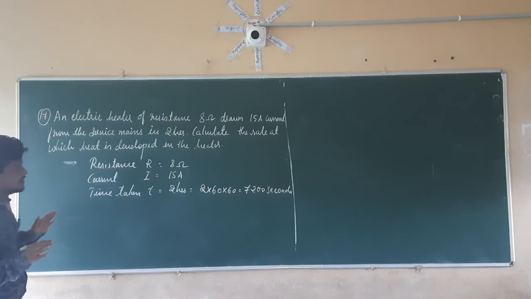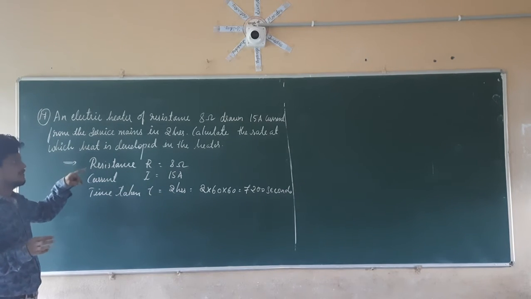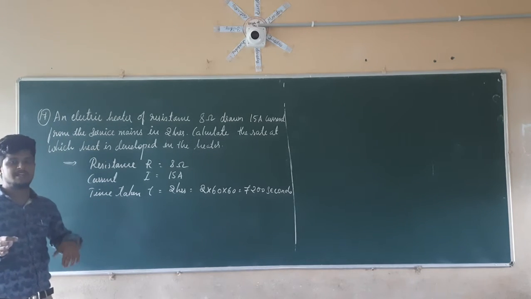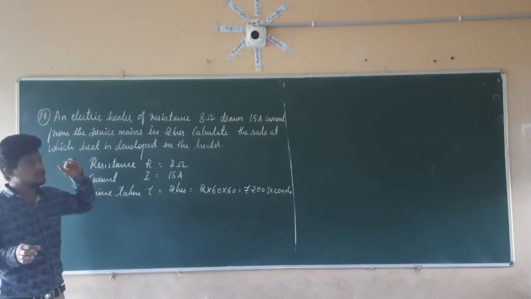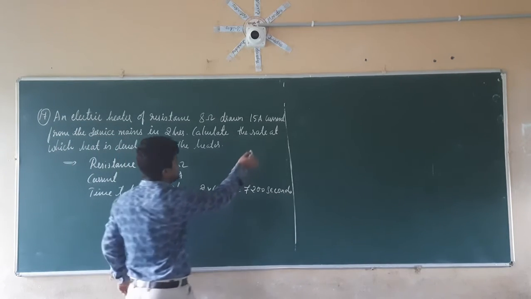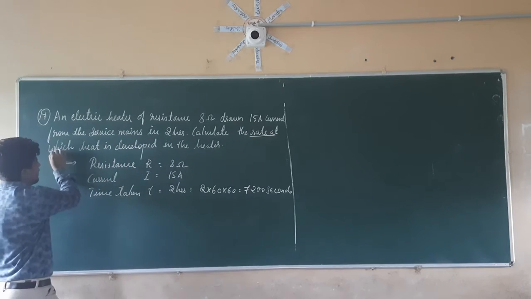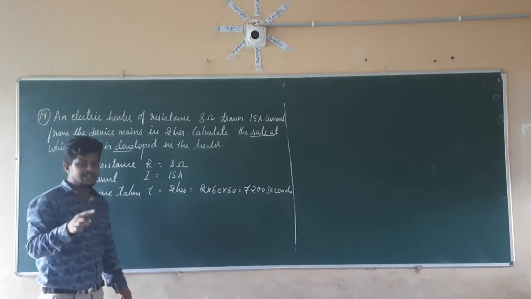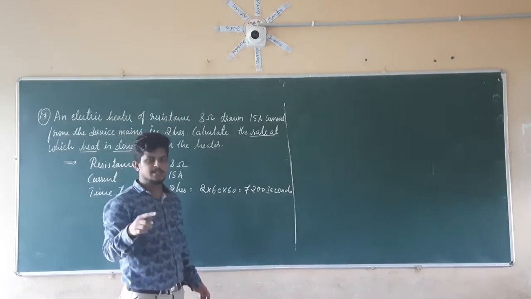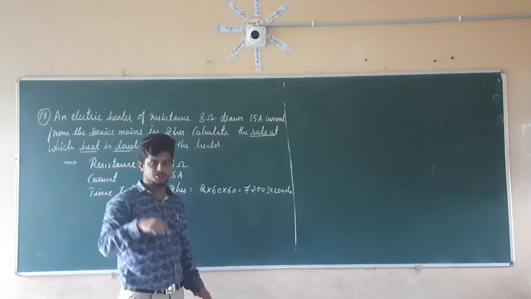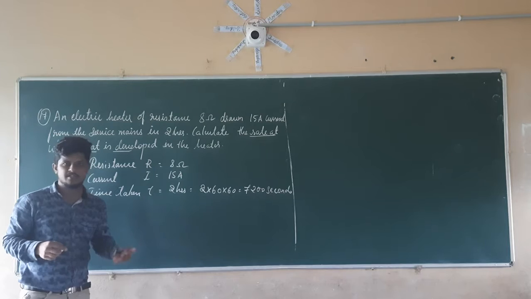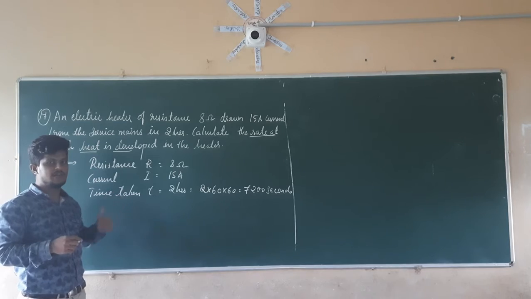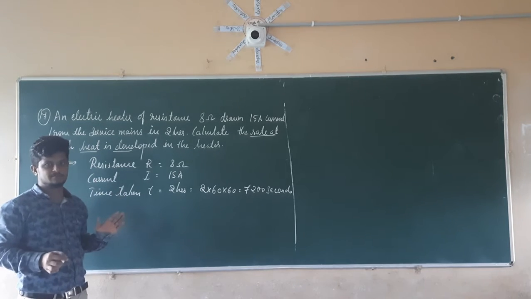Calculate the rate at which heat is developed in the heater. So see here what they are given. We have to calculate the heating effect of electric current, and after that the power of that heater. We already know that power is the rate of work done, or the rate of energy consumed, which is directly equal to the rate of heat produced. So here we have to calculate the power of that electric heater.